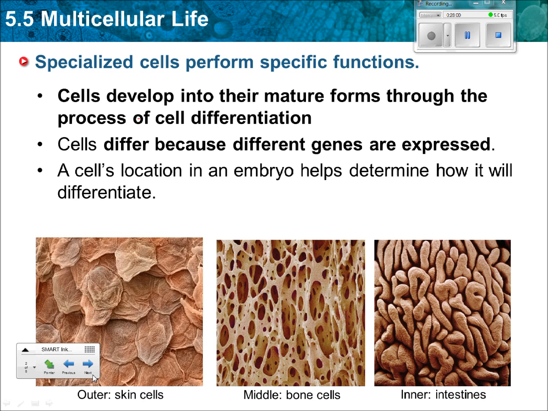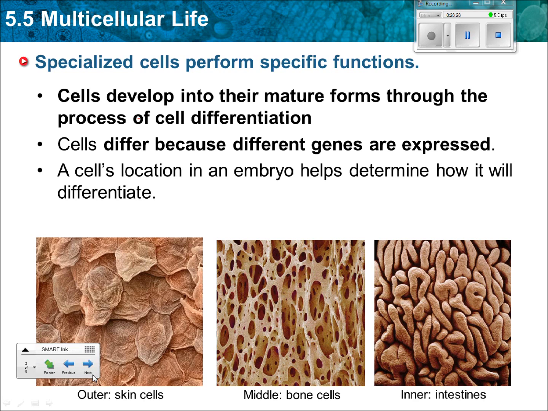So the bottom of the pyramid, cells. Here we have cells that develop into mature forms. We're going to start at the bottom of the pyramid and build up. Cells develop into their mature forms through the process of cell differentiation.